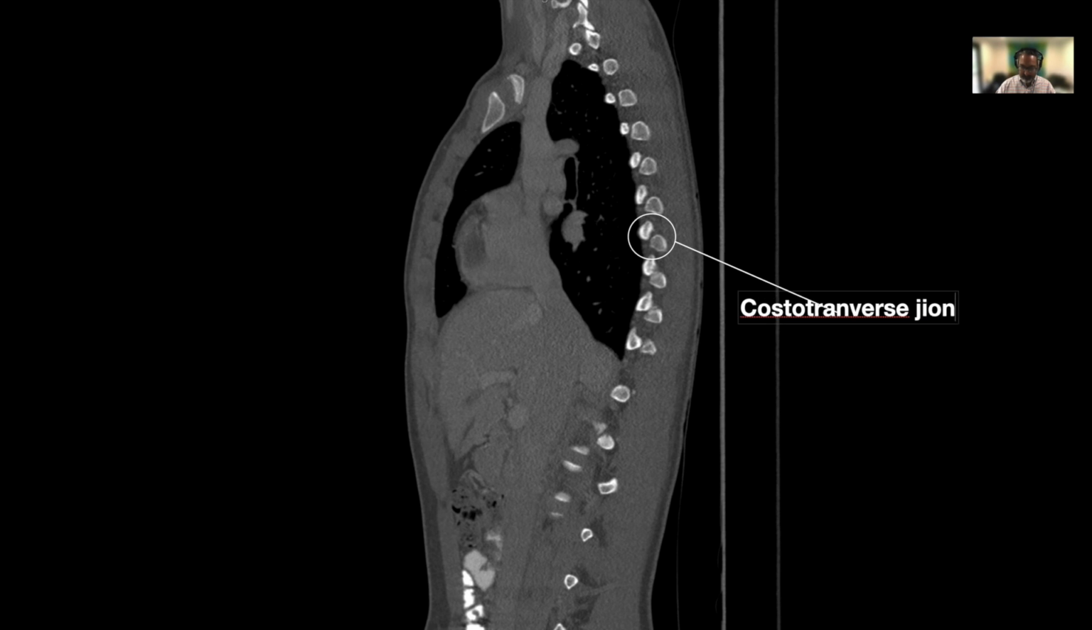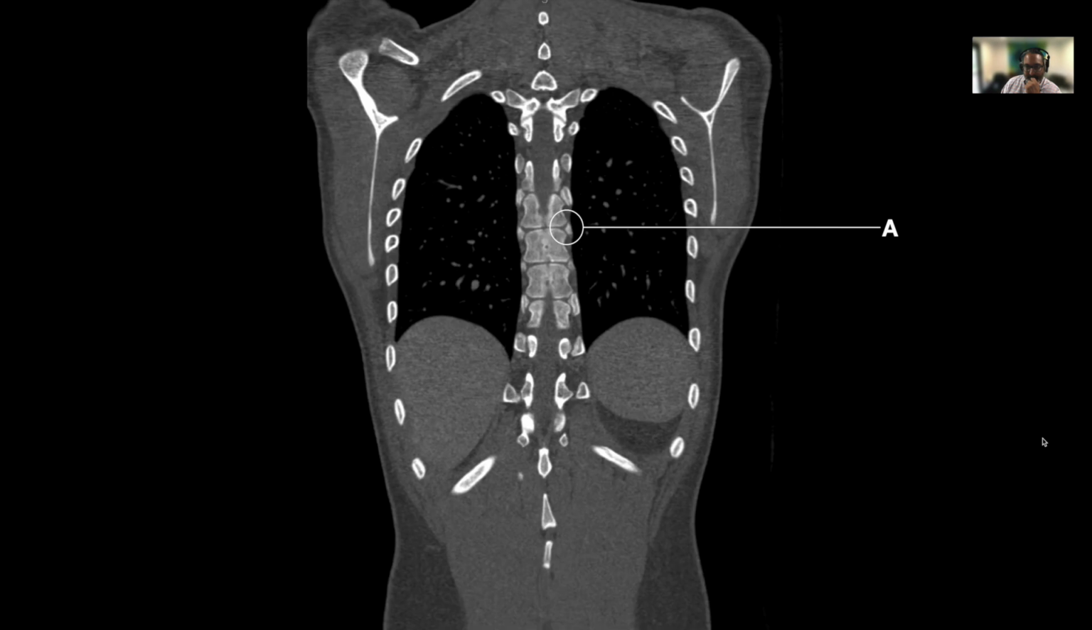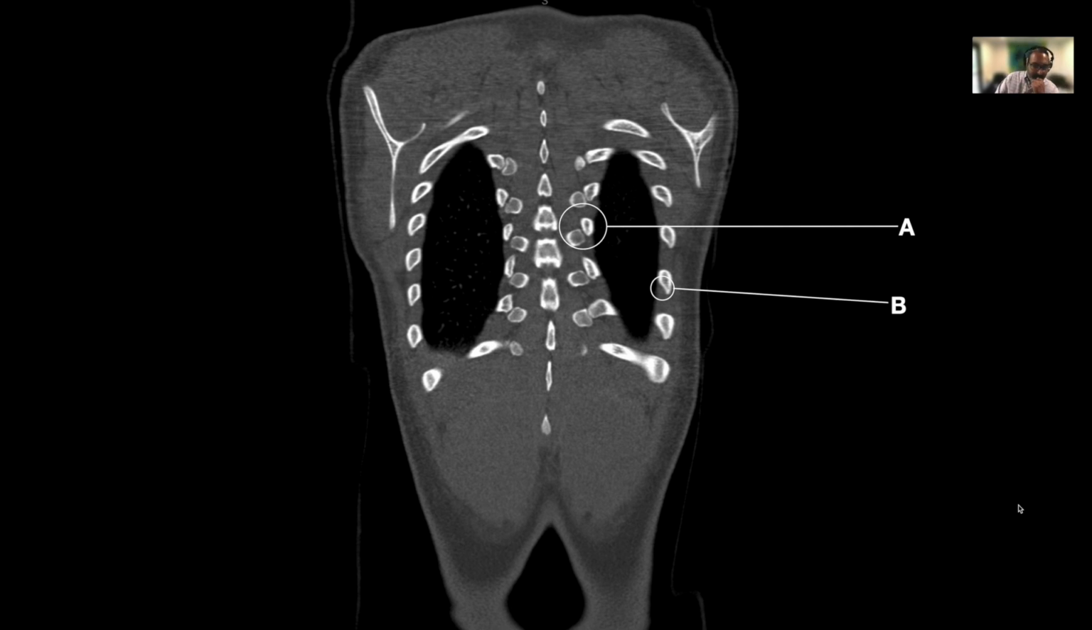Yes. So that's the rib and that's the transverse process. Correct. All right. And that one. Again, it's a joint. Yes, it's the costovertebral joint. Correct. Correct. All right. And yep. Correct.